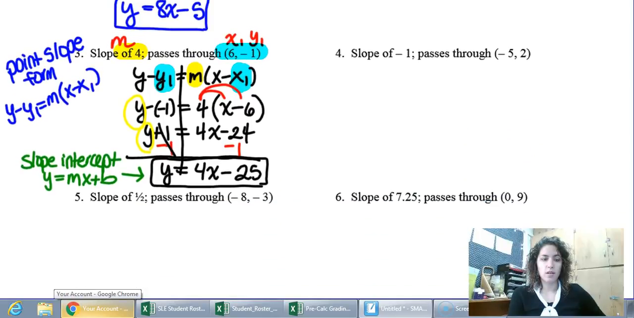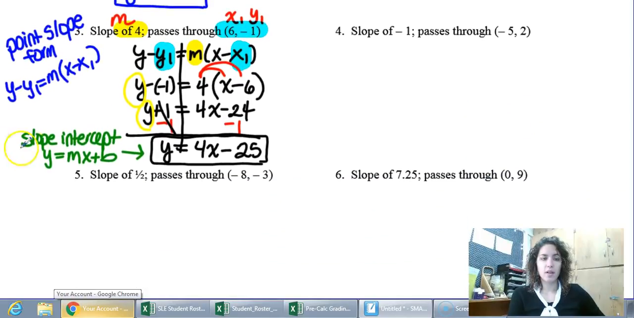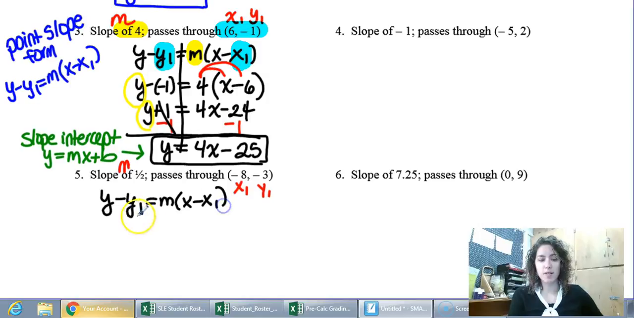Let's see. Number 5, again, I'm given a slope, which we will label as m, and passes through this point. So I know that this is going to be x1, y1, and our guide will be point slope form, because that's what I have. I've got a point on the line, a random point, and the slope. So y minus y1 equals m times x minus x1. Please press pause on the video and you try setting it up, and then we'll compare.